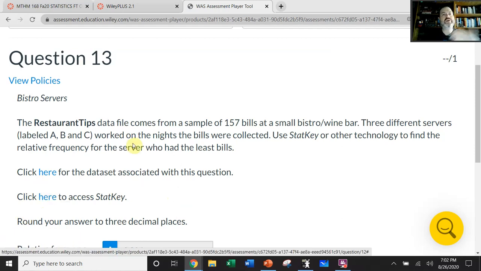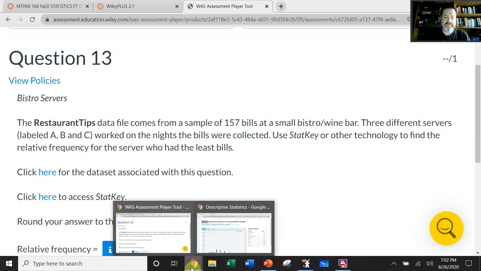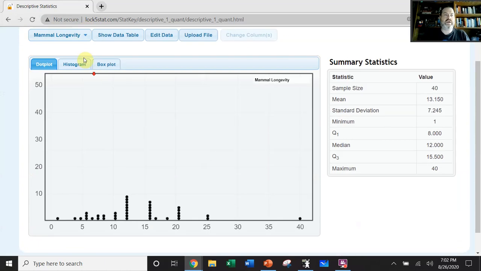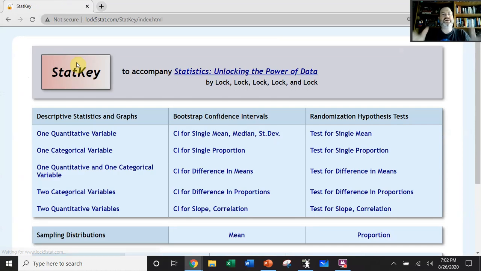Okay. If you want to find StatKey through other means, because there are times you might just want to log into StatKey, you can just Google StatKey, or I put the URL link in the syllabus. You don't have to use the link in the homework. Okay. So when you click on StatKey, it looks like this.